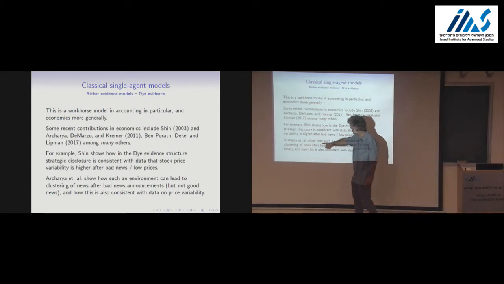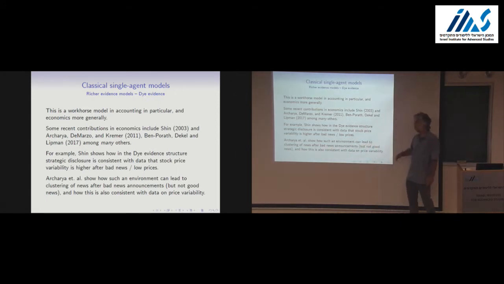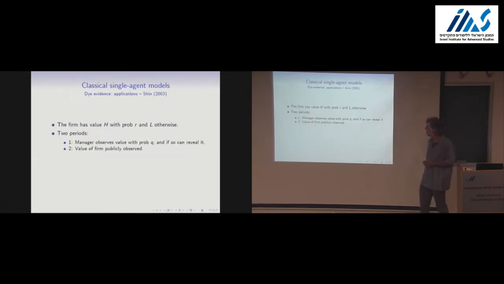Ilan's paper shows that in such an environment, you can have clustering of news after bad news is provided, but not clustering after good news is provided. So if there is bad news provided, then you will see a lot of additional news being revealed. Whereas if good news is provided exogenously, then you'll see less news, less evidence. This is a little abstract. I'll try to describe the models in a bit.